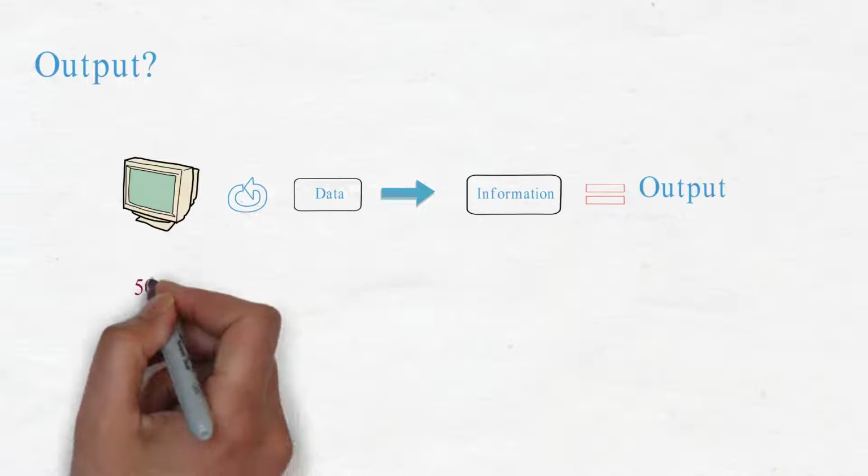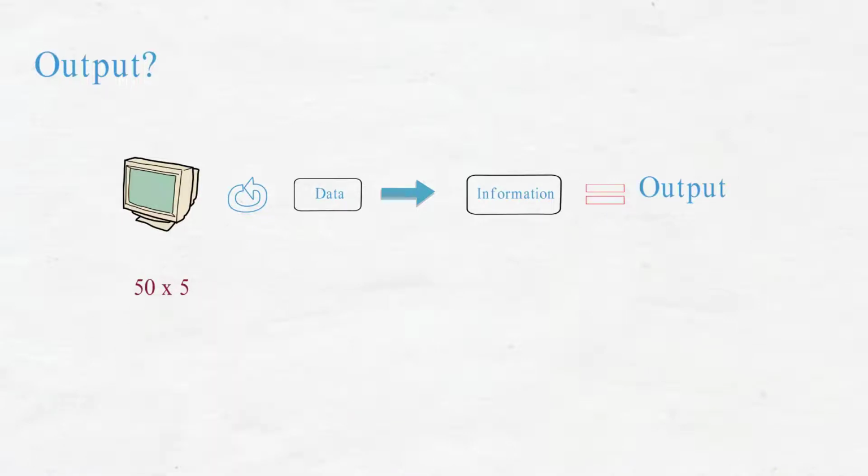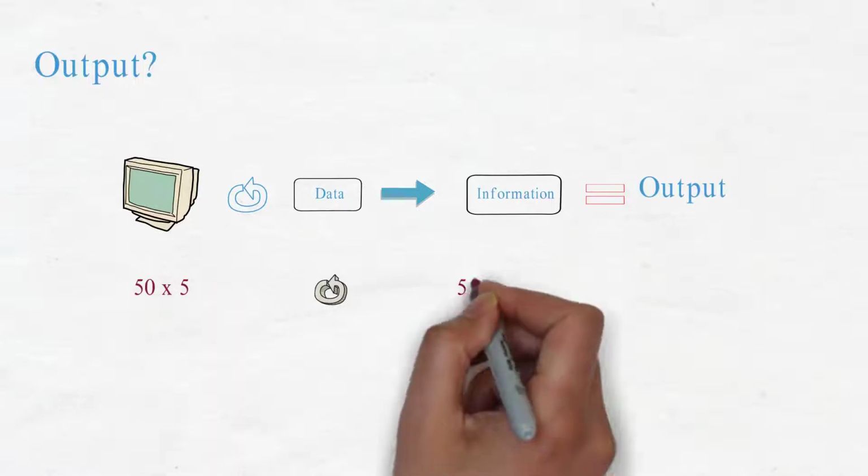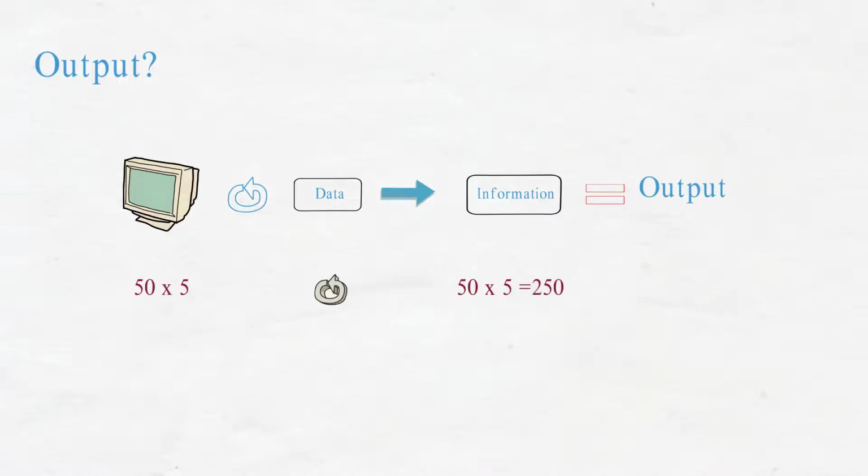Example: users enter data 50 into 5. The computer processes the data and gives the result 250. 250 is the output.